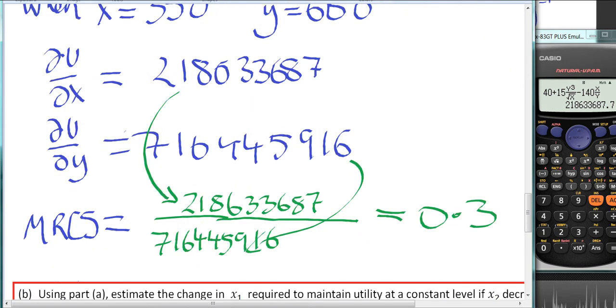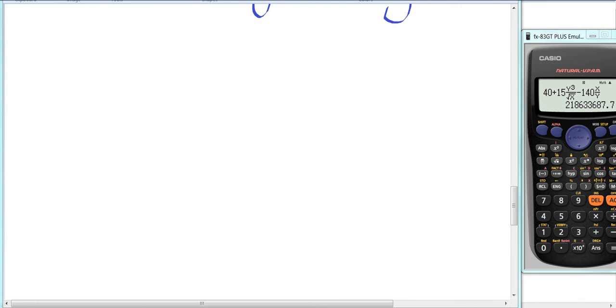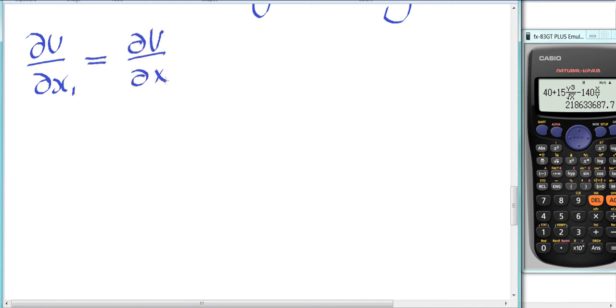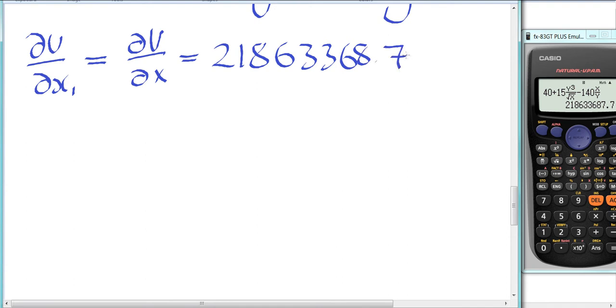It's an odd looking number, and it's unlikely you'll get a number like that in an exam. It's a bad question I made up here, but it doesn't matter. So what we have is that the first derivative del u del x1, but remember I called it del u del x, is equal to, we'll not worry too much about it, 633,687.7.